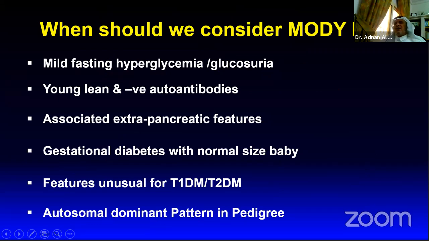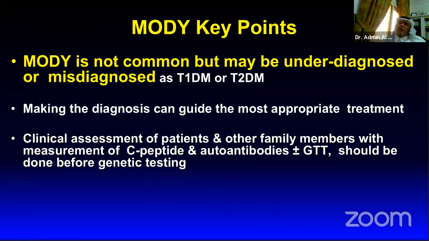So the characteristics of MODY in general are that they will present with fasting hyperglycemia, maybe just isolated glucosuria, and they have negative autoantibodies. Sometimes they have extra-pancreatic dysfunction, and sometimes they present with just gestational diabetes. They don't have the usual features of type 1 or type 2 diabetes. This is really how we differentiate. And then it has a pedigree of an autosomal dominant condition.